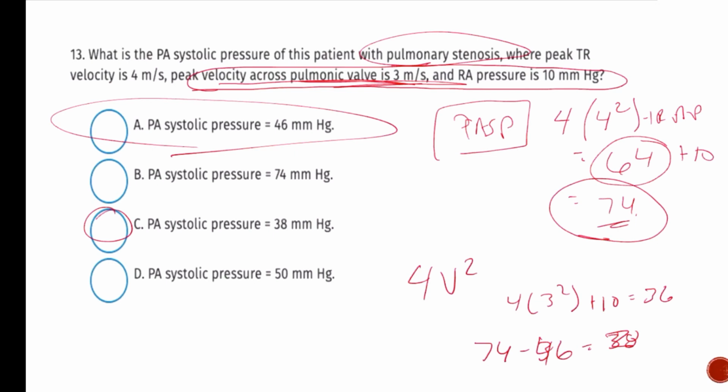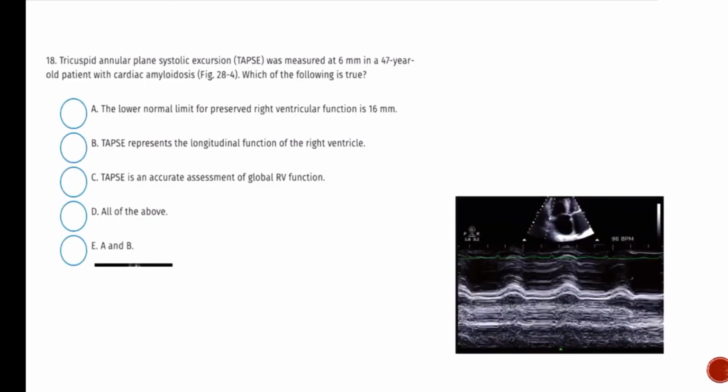Okay, that's a really hard question for you guys. And then TAPSE was measured at 6 millimeters in a 47-year-old patient with cardiac amyloid. Which of the following is true?